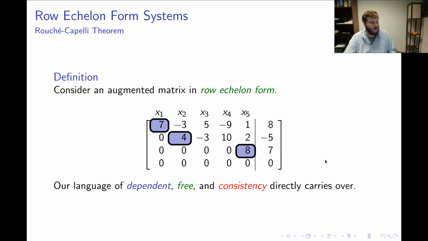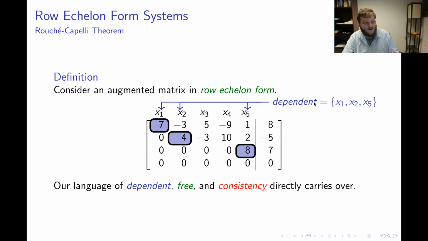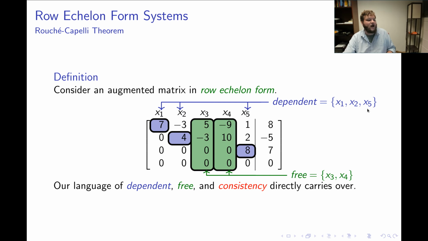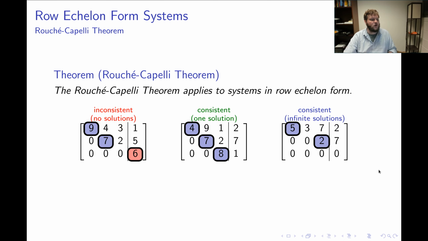Well, if I'm in row echelon form, this language of dependent variables and free variables still totally makes sense, and the idea of consistency directly carries over. So in this situation, I have 3 pivots in the coefficient matrix in columns 1, 2, and 5. So the dependent variables of this system are x1, x2, and x5. I also have 2 non-pivot columns in the coefficient matrix. Those are columns 3 and 4. So the free variables in this system are x3 and x4. Finally, there's no pivot here in the augmented column, so I know that this is a consistent system. So no pivot in the augmented column, consistent. And so the Rouche-Capelli theorem also extends to augmented matrices that are in row echelon form, even if they're not in reduced row echelon form.